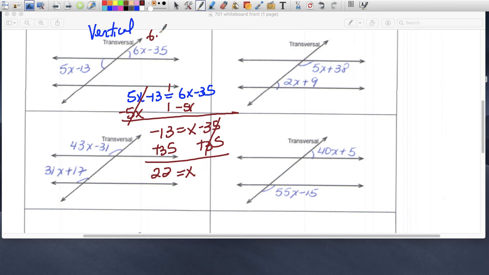So we can go back here. It goes 6 times 22 minus 35. 6 times 22 is 132 minus 35. And 132 minus 35 is going to be 97. And this is also 97 because they're vertical, right? They're the same.